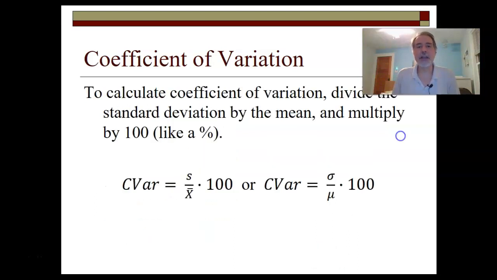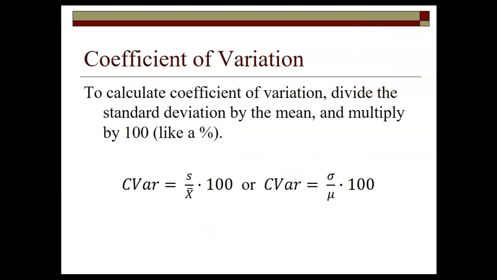And the way it's calculated, you divide the standard deviation by the mean and then multiply by 100, like you're converting it to a percent. Remember to do the division in this order. Standard deviation first, divided by the mean. That means that usually you'll be doing the smaller number divided by the bigger number, which tends to throw some people off, but that's the way you do it for coefficient of variation.